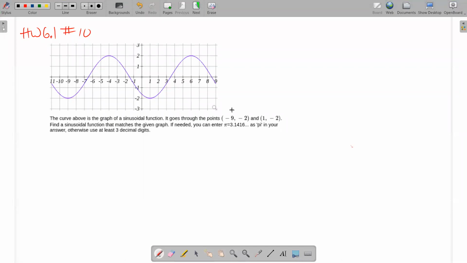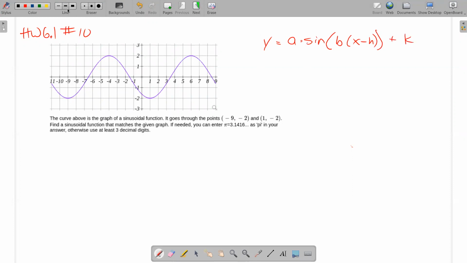Homework problem number 10 from section 6.1. We want to try and find a function for the curve above. So the functions that we look at look like something like this. Y equals some number times the sine of another number times (x minus h) in parentheses, and then plus k out here.